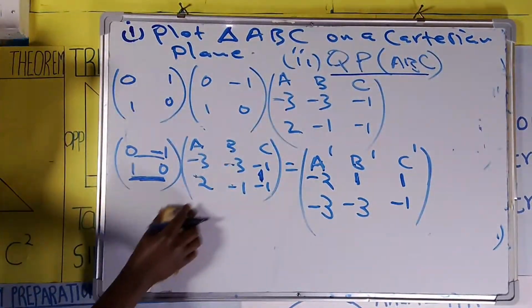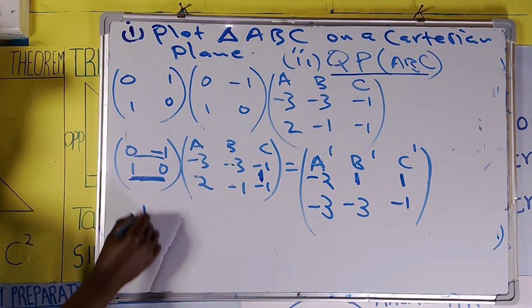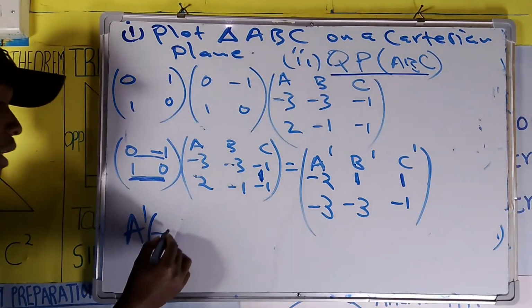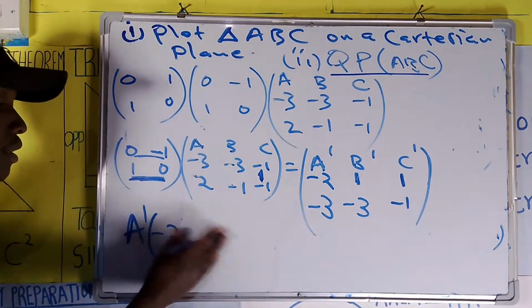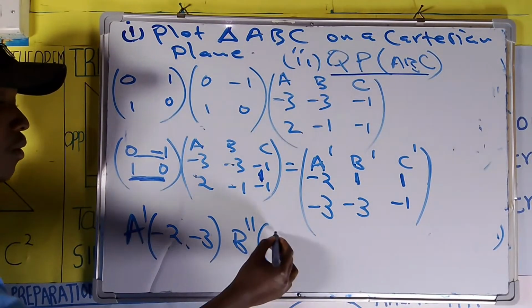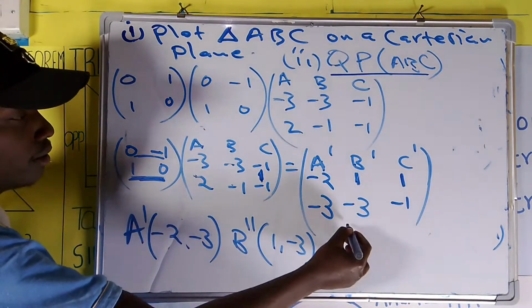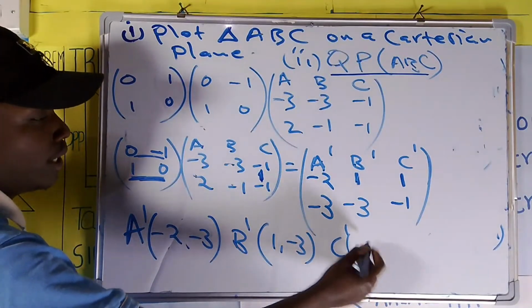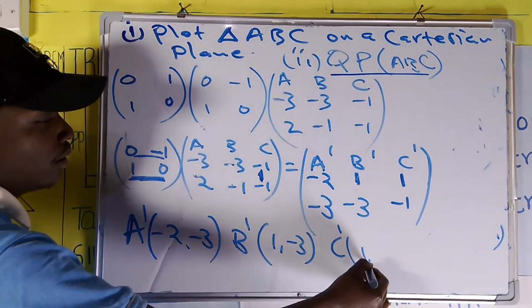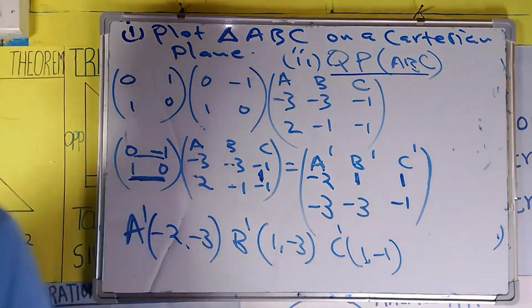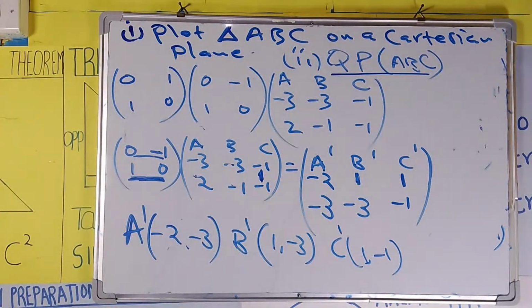So the coordinates of our first image will be negative 2, 3, negative 2, negative 3, 1, negative 3, and 1, negative 1. So having that, you can draw that on your Cartesian plane. Once you draw that on a Cartesian plane, inform me so that we can proceed.